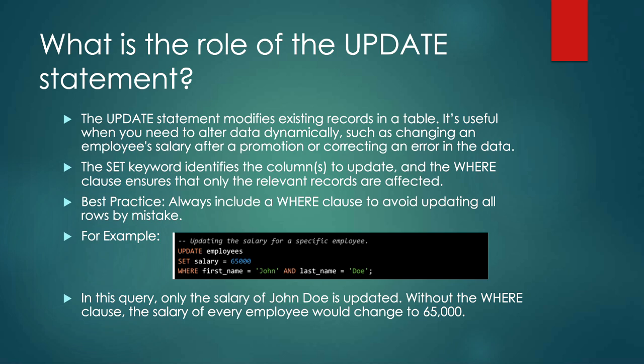So this query is to update the salary of the employee with first name John and last name Doe. We are updating the employees table and setting salary to 65,000, and we are doing this update to the record whose name is John Doe. So that is an example of update in SQL.